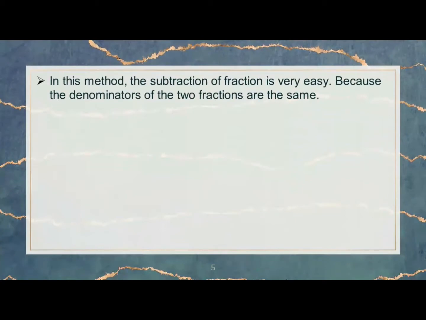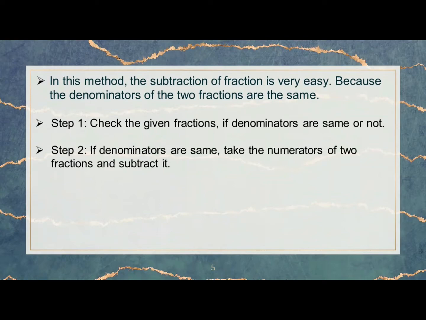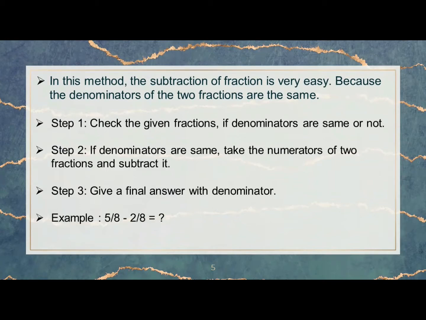In this method, the subtraction of fractions is very easy because the denominators of the two fractions are the same. So our first step would be to check if the denominators of the given fractions are the same or not. Second step would be, if denominators are the same, take the numerators of the two fractions and subtract them. Third step, give the final answer with the denominator. So if you didn't understand how to properly subtract, maybe you're going to understand after doing an example.